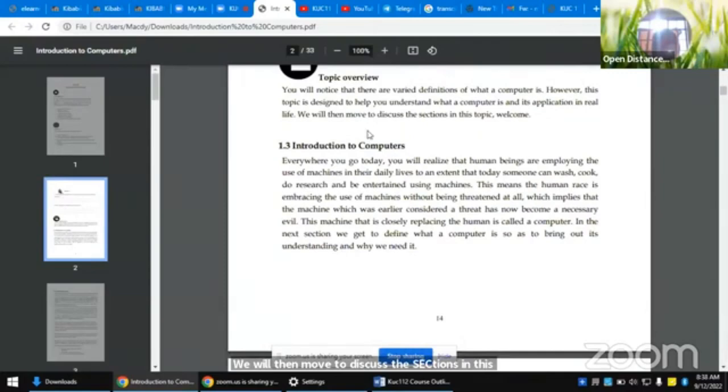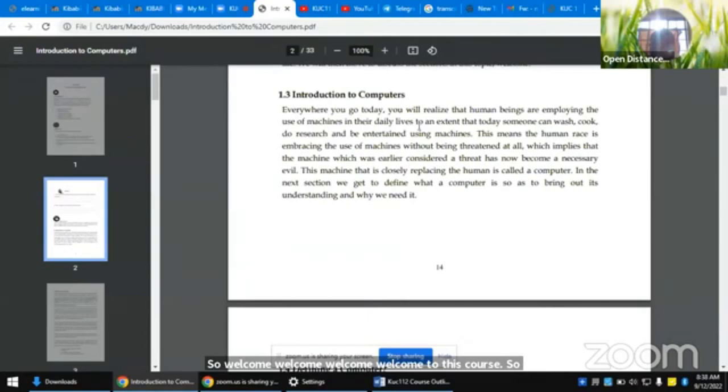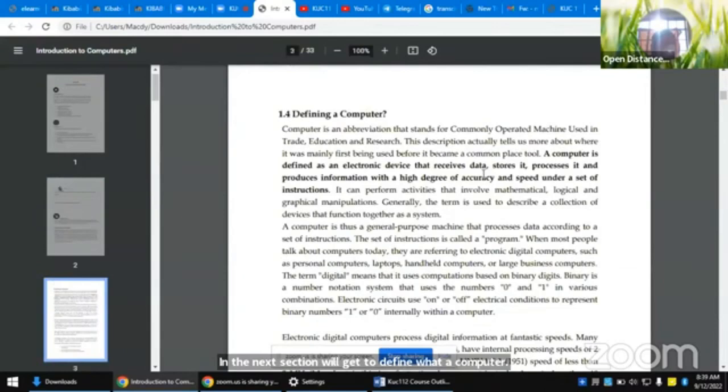Introduction to computers. Everywhere you go today, we realize that humans are employing the use of machines in their daily lives to an extent that today someone can wash, cook, do research, and entertain using machines. This means that the human race is embracing the use of machines without being threatened at all, which implies that the machine, which was earlier considered a threat, has now become a necessary evil. This machine that is closely replacing the human is called a computer. In the next section, we'll define what a computer is so as to bring out its understanding and why we need it. So what comes into your mind when you talk about a computer?